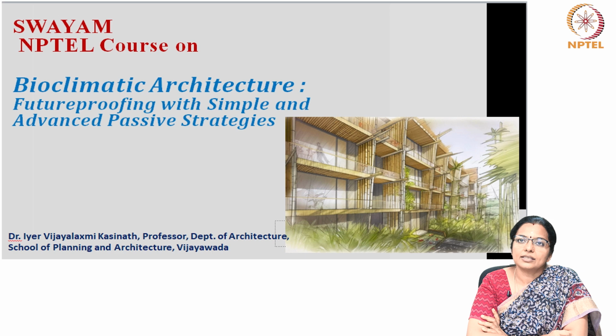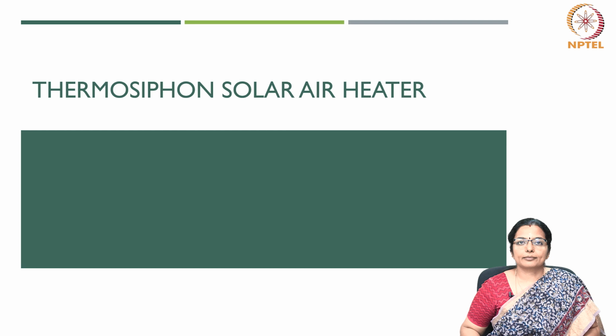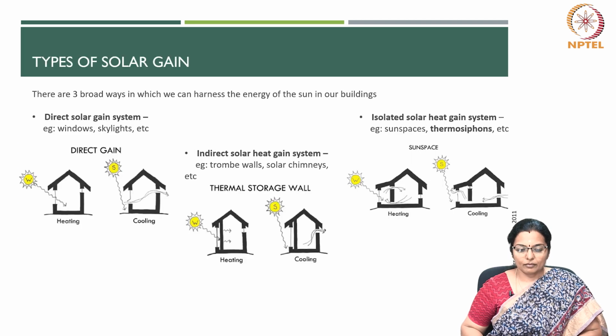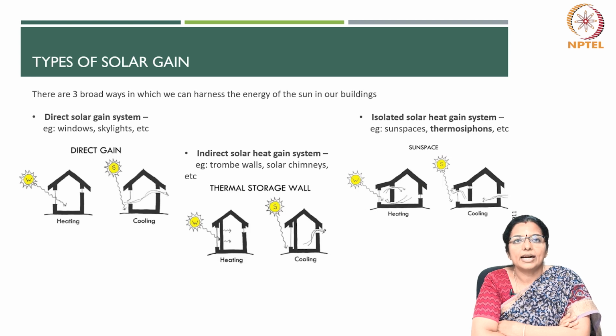In today's class, we will look at another advanced passive strategy which is also related in a sense to the Trombe wall concept. It is called the thermosiphon solar air heater. So, we know that there are three broad ways through which we can harness the energy of the sun into the building.